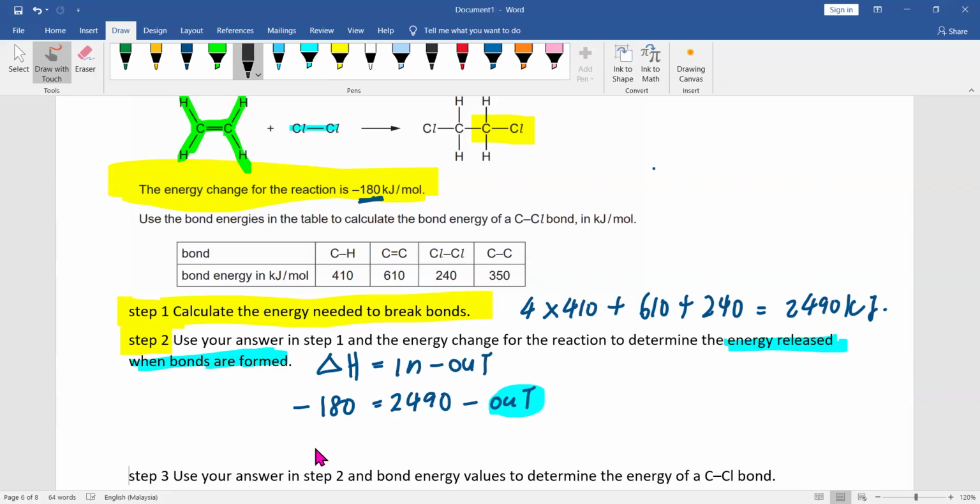Okay, so this part is algebra. Out is 2490 plus 180. How much? 2670. Okay, everybody got this part correct? Yes. Okay. Now step 3.